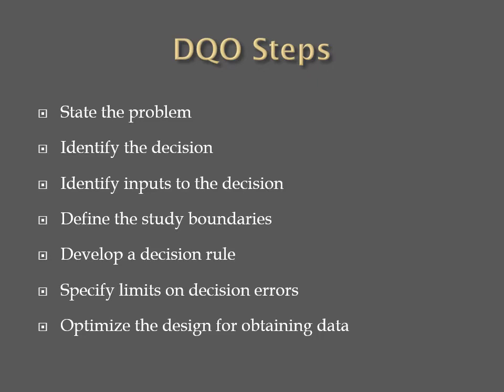At what concentration of E. coli do you shut a beach? How widespread does that have to be to shut that beach, for example? And then we need to set limits on decision errors. And that's essentially what I was talking about earlier, where if it's a human health-based decision, then you can have very low decision error. Whereas if you are talking about something with lower stakes, you may be able to have a higher decision error. And then we optimize the design to obtain the data that we need to make the decision with an appropriate level of decision error.